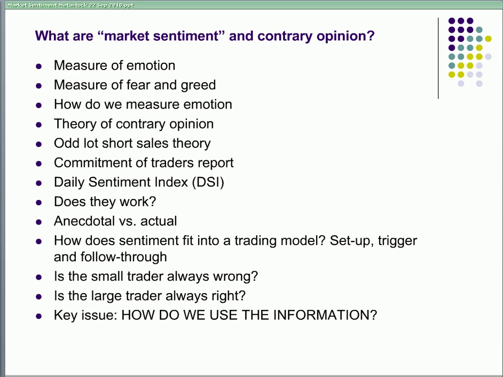So, there are, in my view, some very objective ways to use information. The market sentiment, or Daily Sentiment Index, is a measure of contrary opinion. Contrary opinion is a measure of emotion. In other words, we ask the question, what is the emotional state of the trader? If the emotional state of the trader measures fear and greed, which we know are two of the most powerful emotions in the markets, how do we measure those emotions? Is there an objective way?